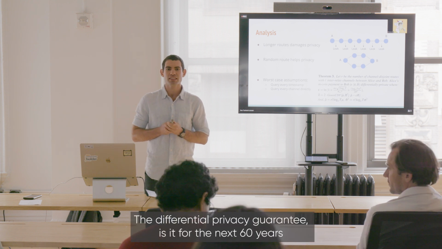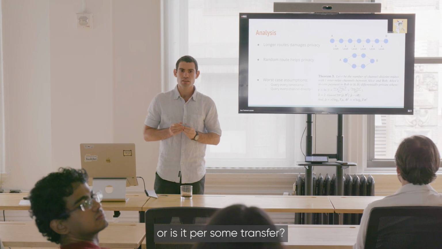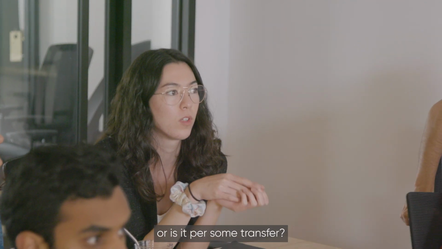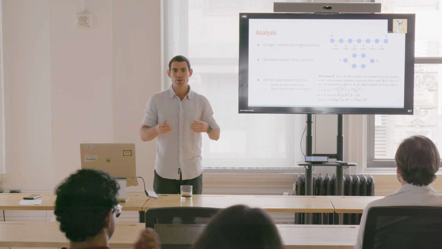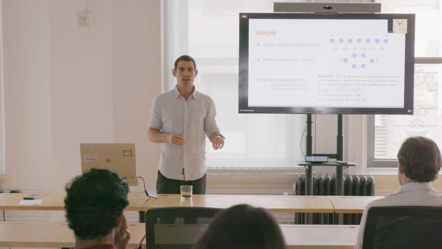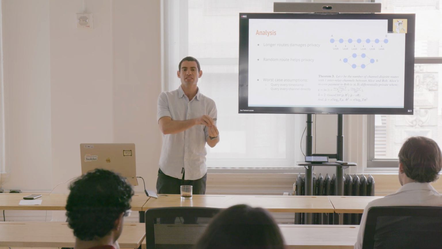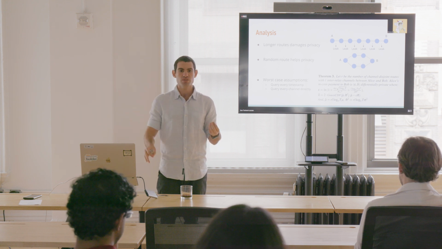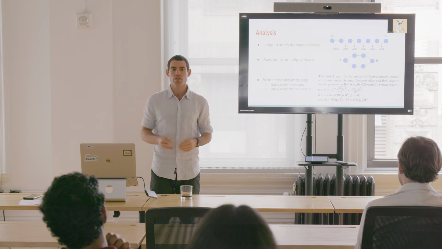Yes? The differential privacy guarantee, is it for the next 60 years, or is it per transfer? That's a great question. We assume the worst case, that the attacker can query all the time, even in the future. So the same guarantee holds on a transaction that happens now, even in 60 years in the future. We also assume that the attacker can query all the channels in the network. We have a super strong attacker.